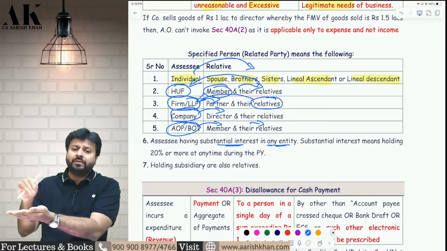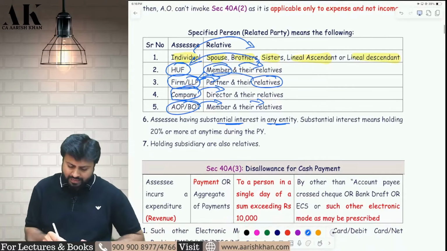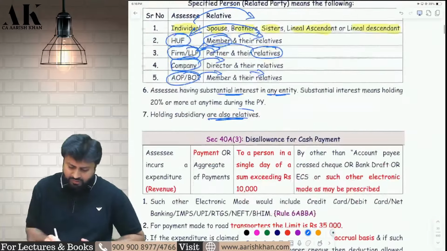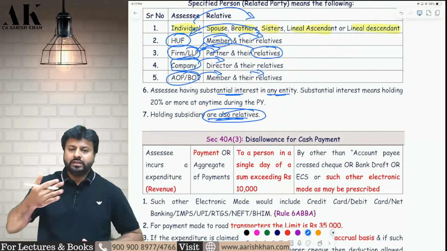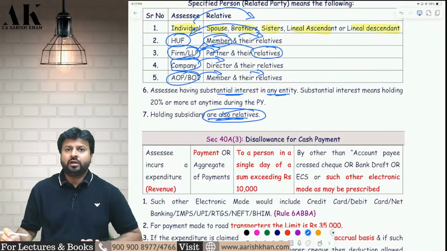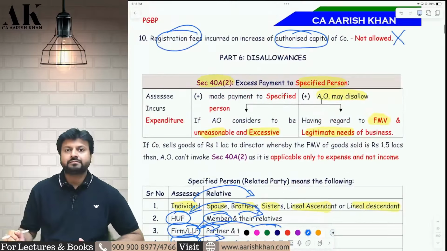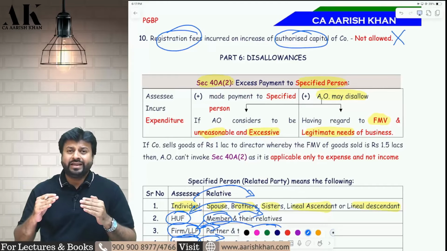Then that entity will also be called a related entity, a related party, and holding and subsidiaries will also be called what? Related party. Check it please. If we are holding a subsidiary, then also we are what? We are a related party. I hope it is clear to all of you. Is it clear? Now coming to one last point over here. This section is only applicable for excess expenditure.